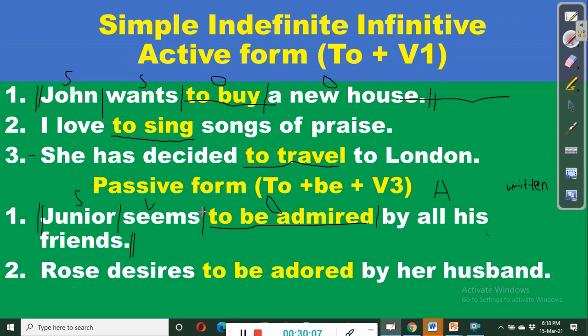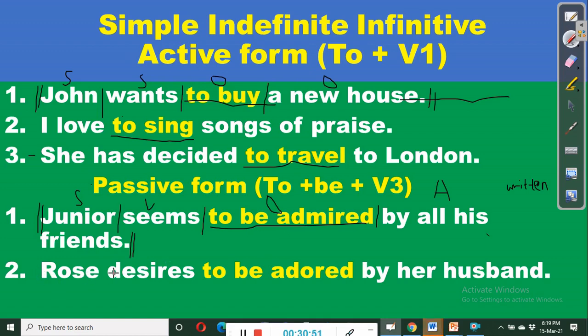Now, Junior seems to be admired. Now, the difference between this passive form and the active form is that here, the subject is the doer of the action. John wants to buy. John is the one wanting to buy, is the one going to take action. But here, the subject, Junior, is not taking the action of admiring. Junior is not the one admiring anyone. Junior is the one to be admired, which means Junior is the receiver of the action of admiring, rather than the giver or the taker of the action. All right? So that is what makes it passive.